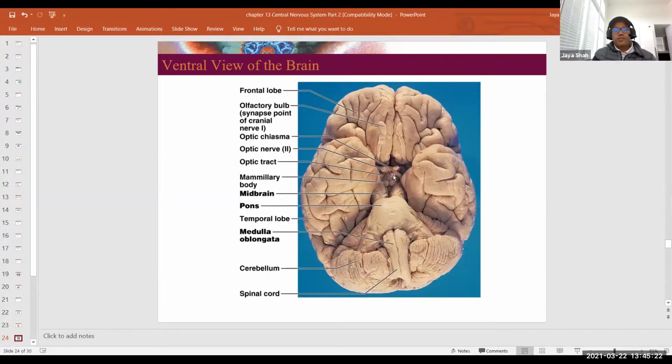This is the same structure, but in the real brain. So you can see the olfactory bulb in the cadaver.